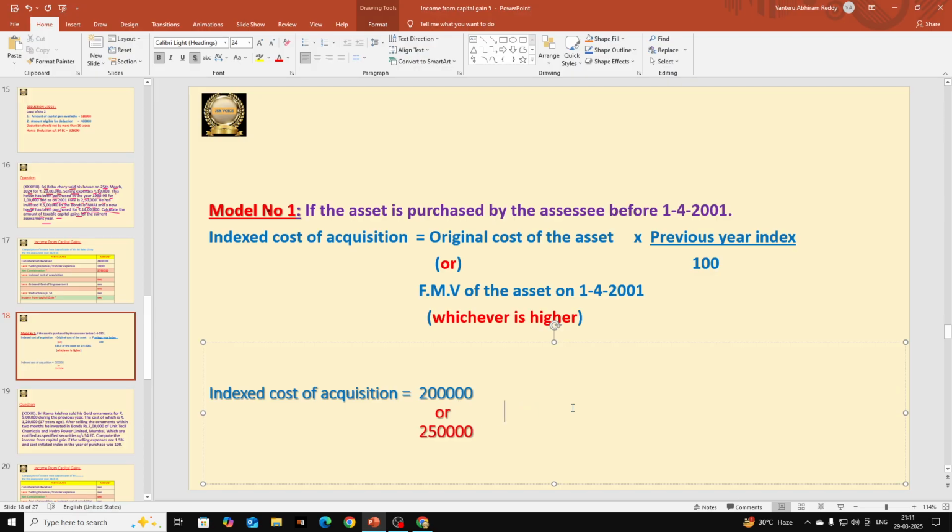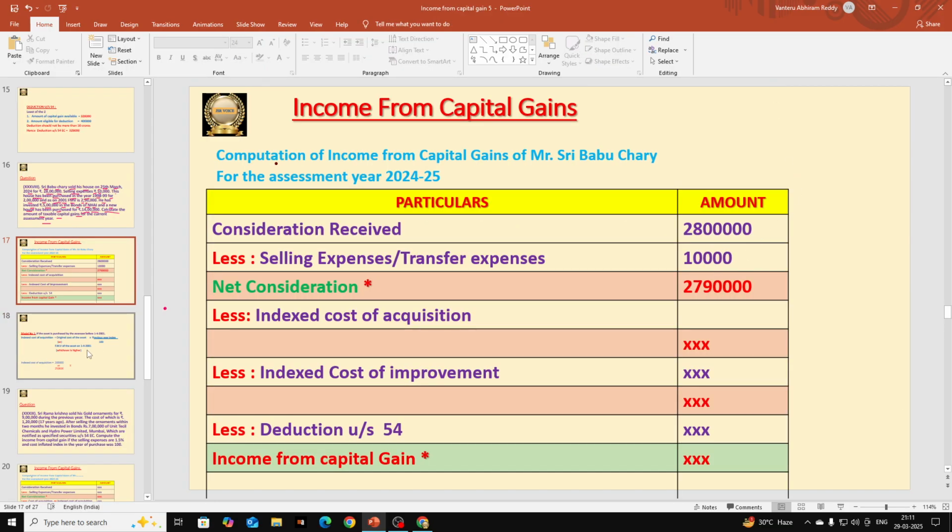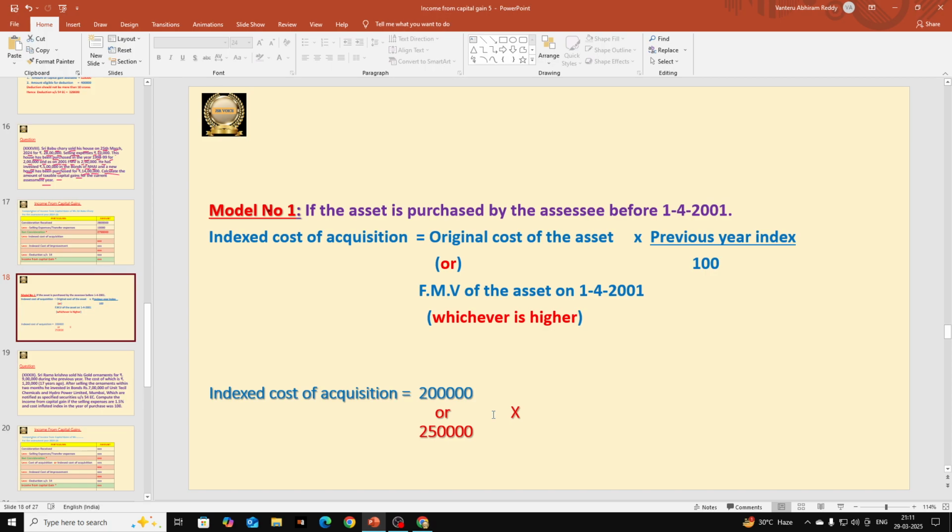And next, into previous year index. What is the previous year index here? Previous year index we should take, students. Previous year index is 348, divided by 100 we should take. So you should calculate. How to calculate? You should not take 2 lakhs. Out of those two, which one we selected? 2,50,000 we selected. 2,50,000 into 348 divided by 100. You take that one and calculate it. You will get 8,70,000.